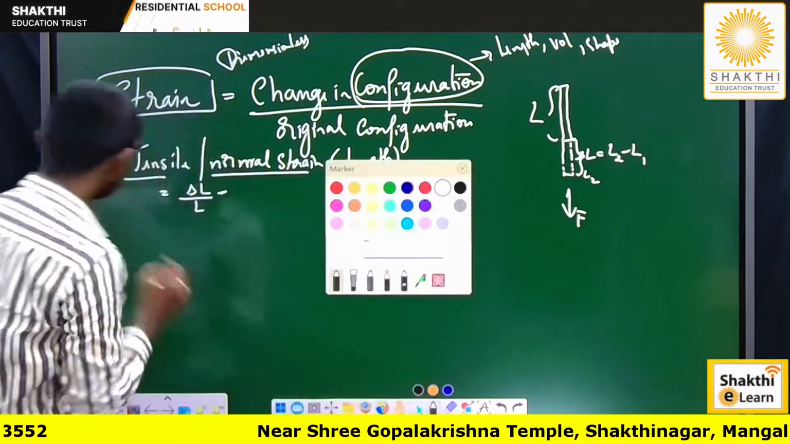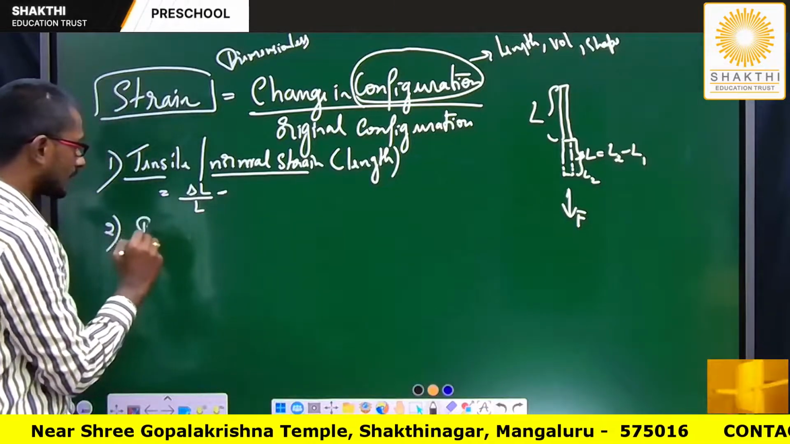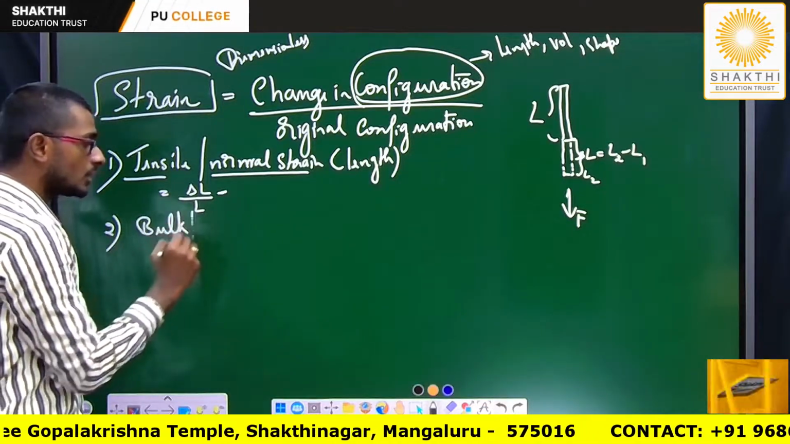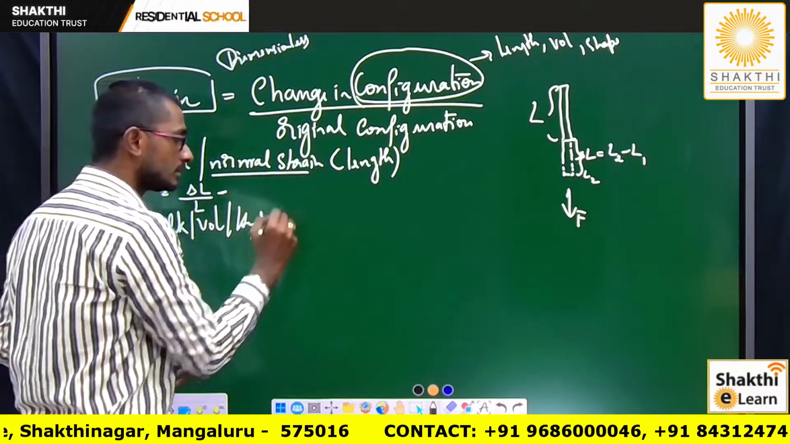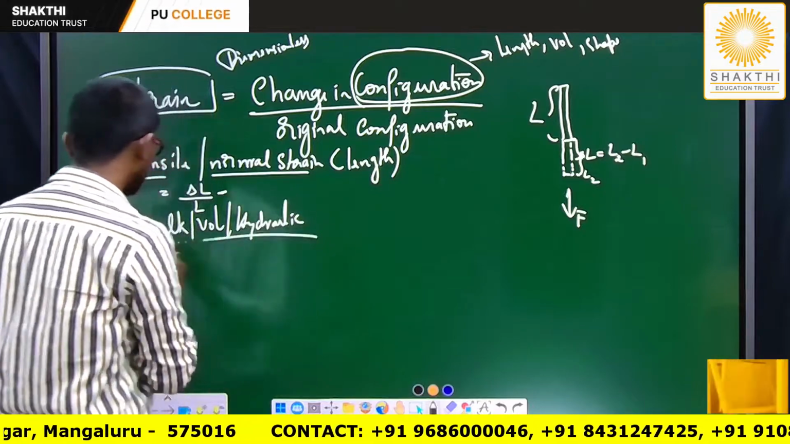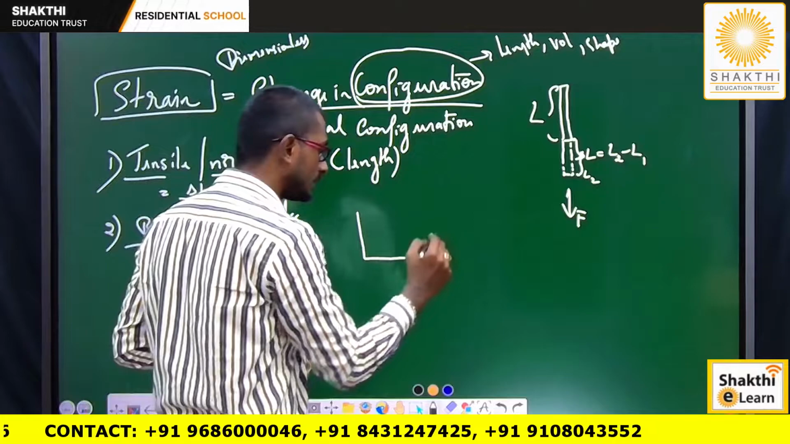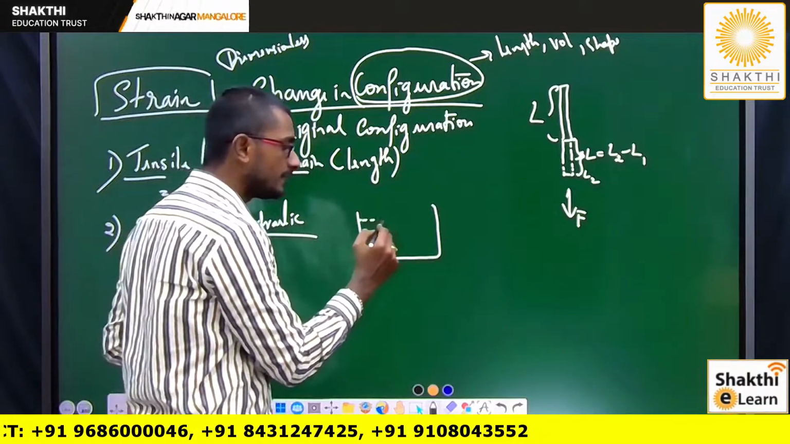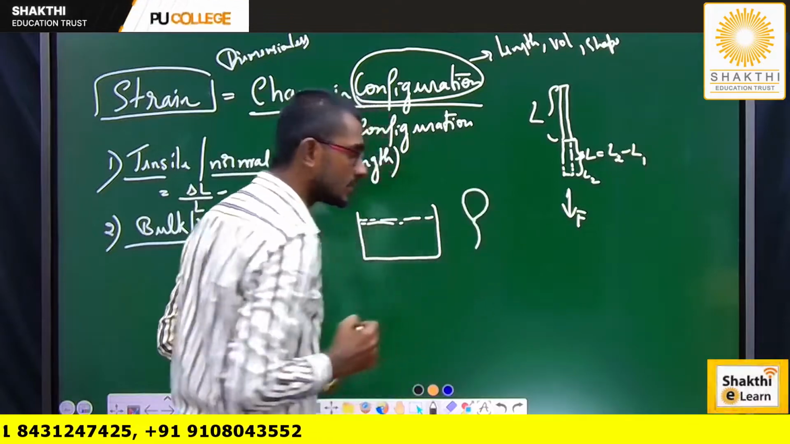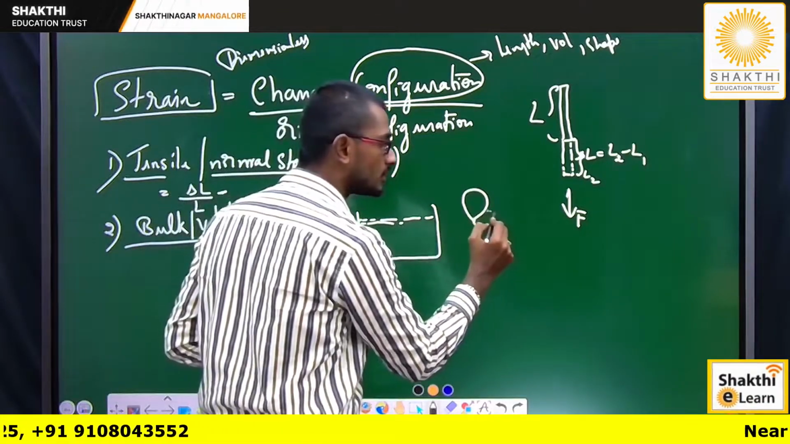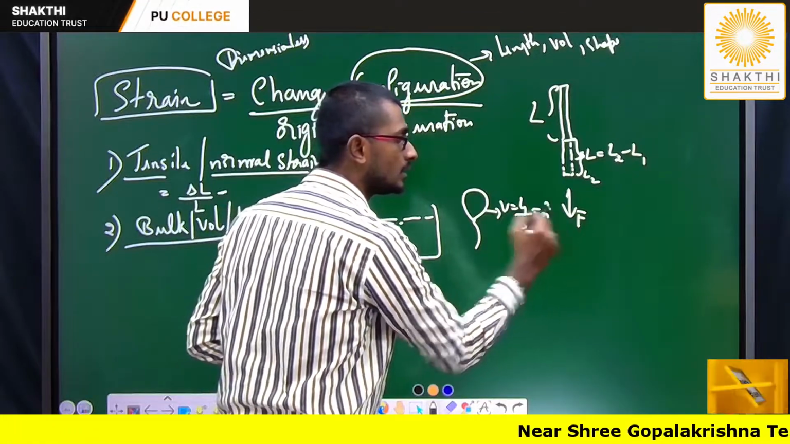Now the second type is bulk, or volume, or hydraulic strain. Very simple one. Let me take one example. I'm going to take one tub and fill it with water. I'll take one balloon which is spherical in shape. It has some volume, right? What's the formula? 4 by 3 pi r cube.